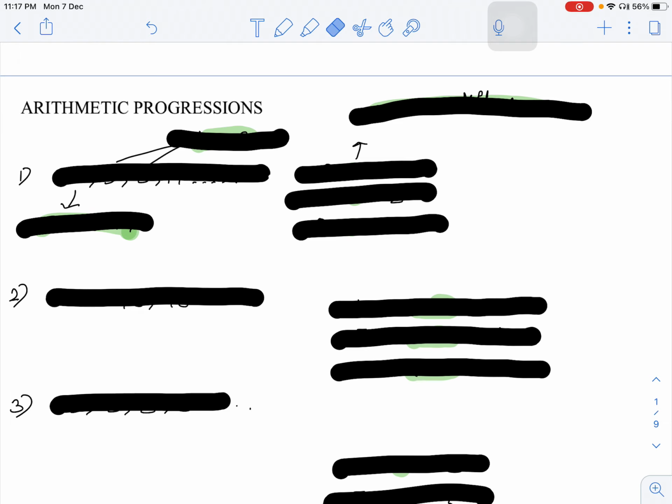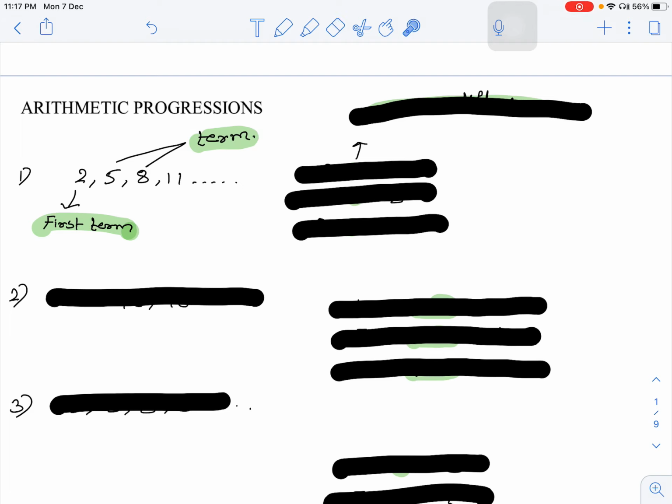So now let us consider a list of numbers. Okay, so here we have some numbers. We have considered it to be a list of numbers. For example, 2, 5, 8, 11. Now in this list, each number is known as a term. Each of these numbers is known as a term. This number, the first number, is known as the first term.